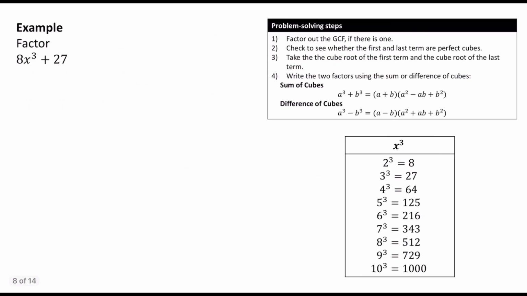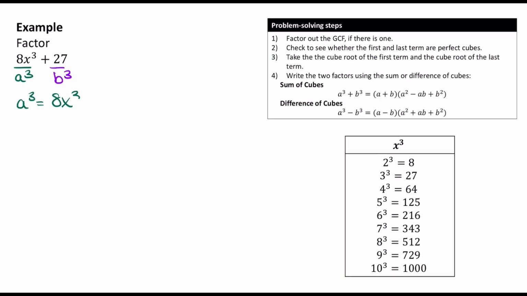Now let's try this example. Let's factor 8x cubed plus 27. Once again, I'm going to call this first term a cubed, and I'm going to call this second term b cubed. So I have a cubed equals 8x cubed. I need to figure out what expression raised to the third power is going to give me 8x cubed. Well, 8, I can see from my chart here, is 2 to the third power.